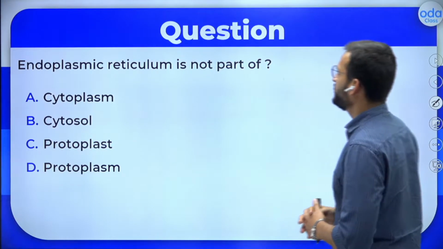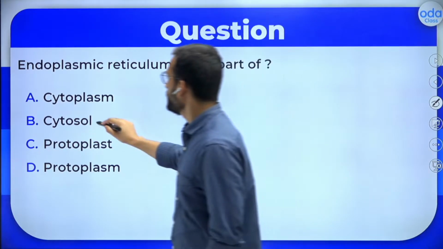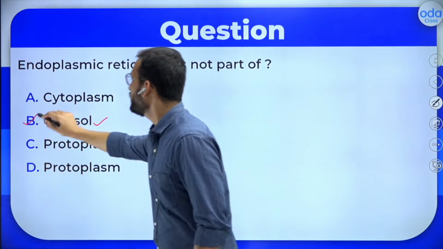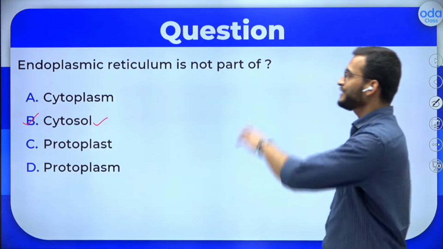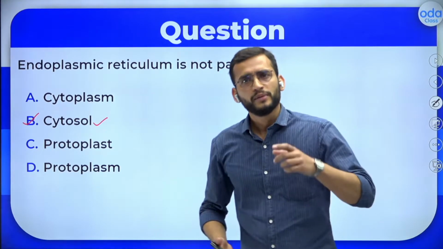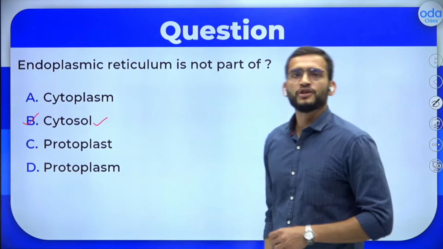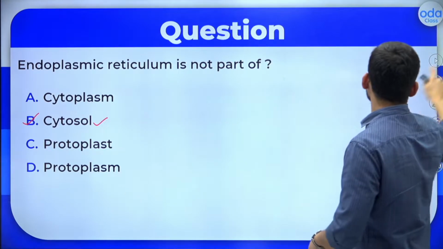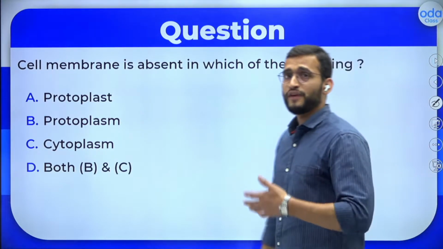So the correct answer will be option number D. Cytosol is the correct answer, because the endoplasmic reticulum is a cell organelle. It will not be present only in the case of cytosol. Next question for you. This is the final question.